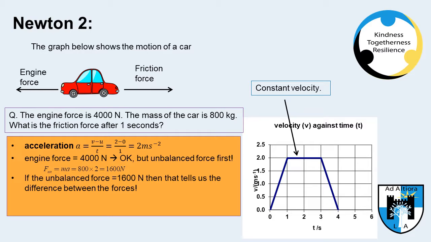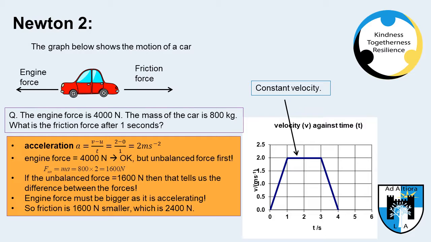If the unbalanced force is 1600 newtons, which is what we've got, then that also tells us the difference between the forces. That's what unbalanced force means. Unbalanced is basically the difference between the two. The engine force must be bigger as it's accelerating, and it must be 1600 newtons bigger. So friction is 1600 smaller, which means that friction is 2400 newtons.